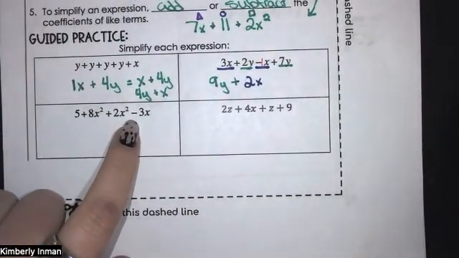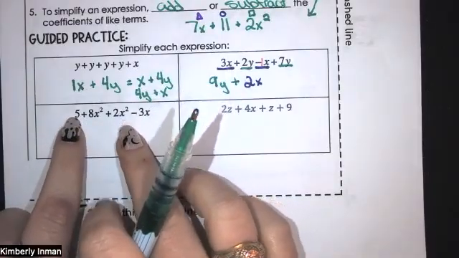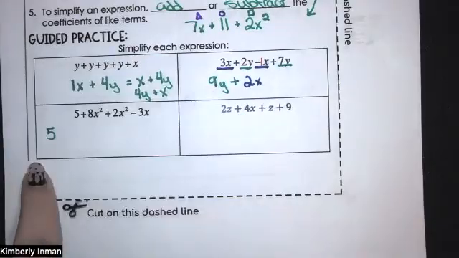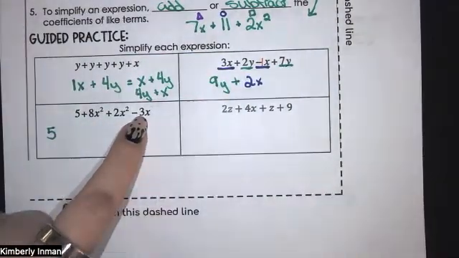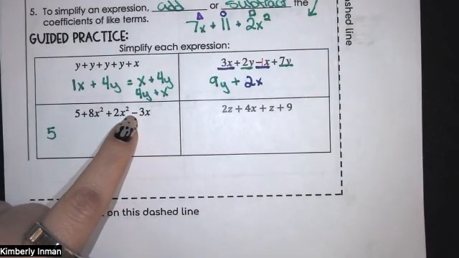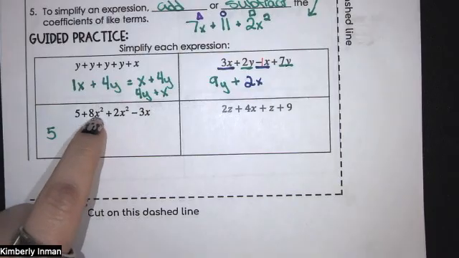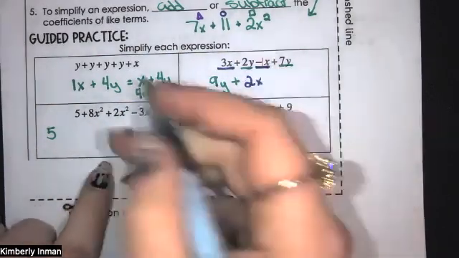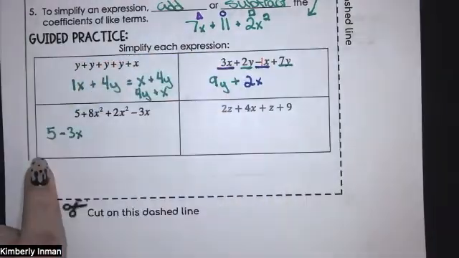All right. Looking through this one, we don't have any other constants. So the constant, that 5, stays the same. You're not doing anything with it. Same thing with that minus 3x. You don't have anything to combine it with because those are different things. Those are x squared. Those two have hats. That one doesn't. So you can just write it down, minus 3x.